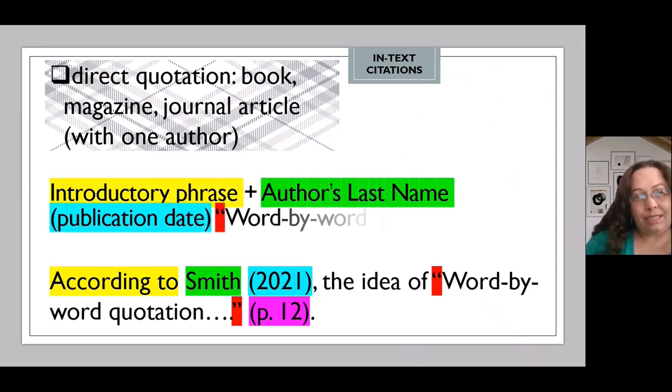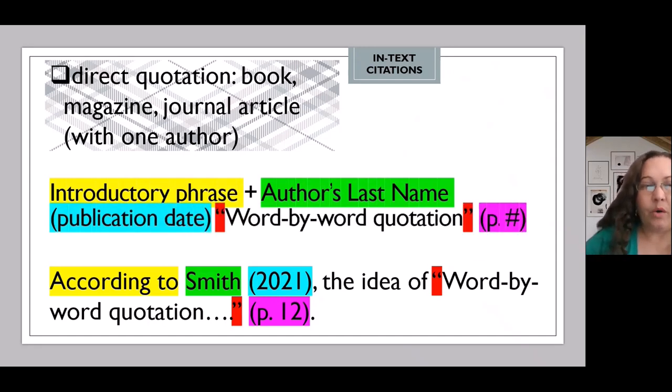Another way would be still using the word-by-word quotation, but we're going to start with an introductory phrase. For example, according to or based on information provided by. So instead of starting with the quote, we start with the introductory phrase. Then obviously first the introductory phrase, according to, then the last name of the author, open parenthesis, publication date, close parenthesis, comma, and then present the quote between quotation marks. The sentence has not finished. The information that we need to provide here is not done. Therefore, we need to open parentheses again, provide the page number from where this quote was taken, close parentheses, period.